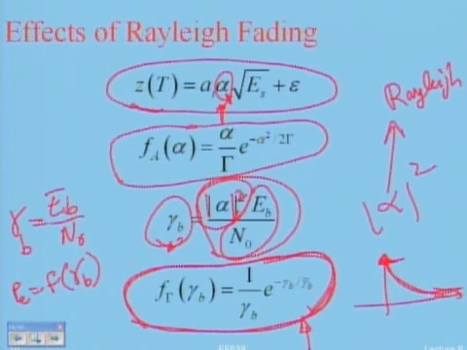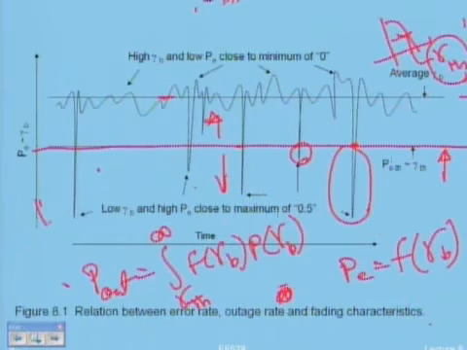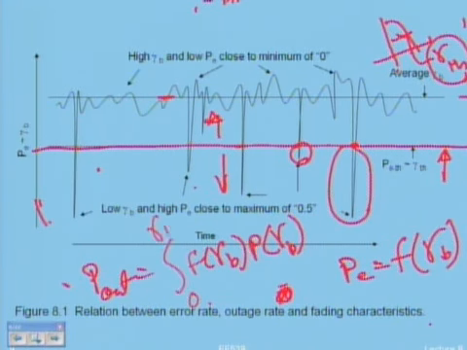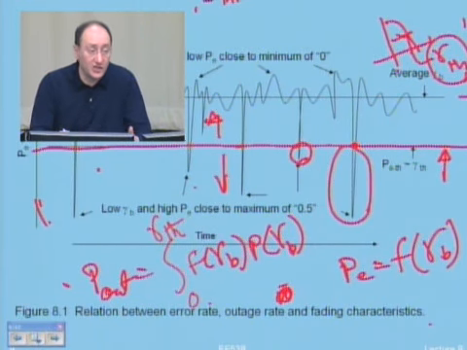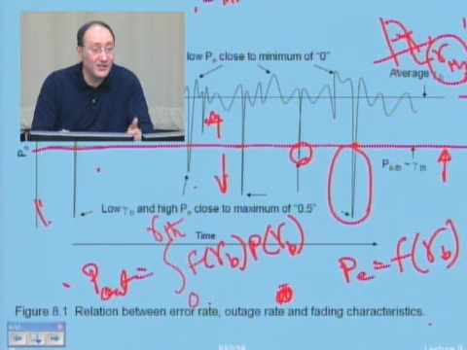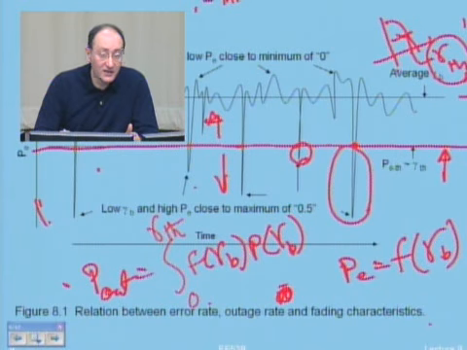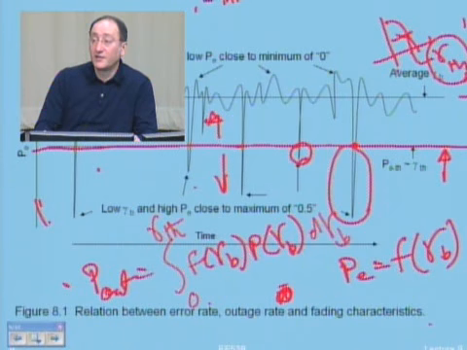Sorry, between 0 and gamma sub threshold. That one is probability of not being in outage. This is probability of outage, which is the integral between 0 and gamma sub threshold, because I want the signal to noise ratio to be under the gamma threshold. Whenever it is under gamma threshold, I'm in the outage. The other one was 1 minus outage. Make sense?